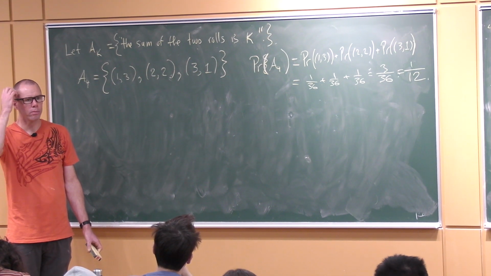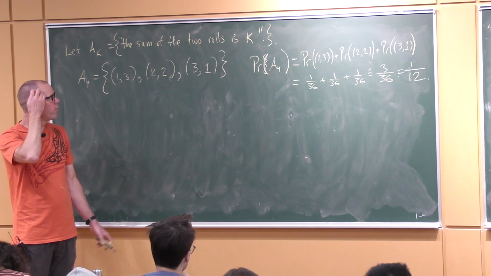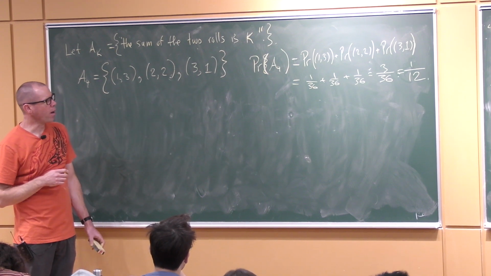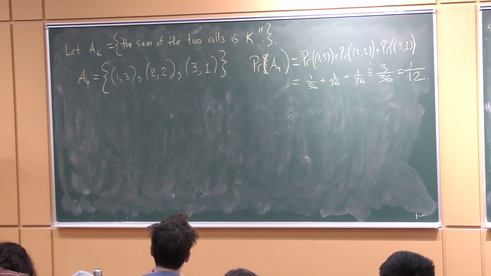Is that clear? There are 3 possible ways it can happen, and each one happens with probability 1 over 36.